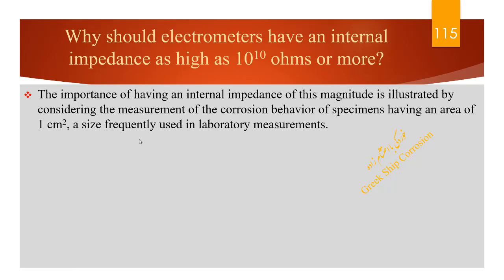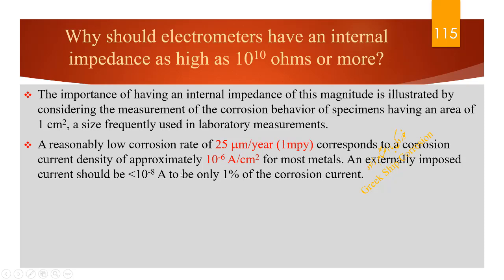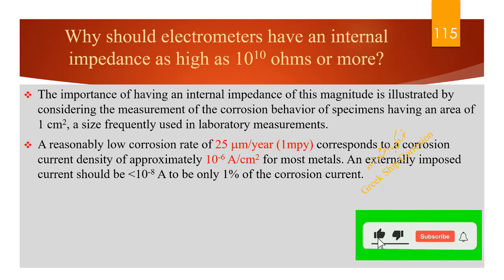The importance of having an internal impedance of this magnitude is illustrated by considering the measurement of the corrosion behavior of specimens having an area of 1 square centimeter, a size frequently used in laboratory measurements. A reasonably low corrosion rate of 25 micrometers per year, or 1 mpy, corresponds to a corrosion current density of approximately 10^-6 ampere per square centimeter for most metals.